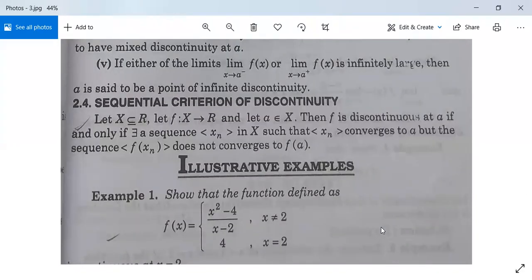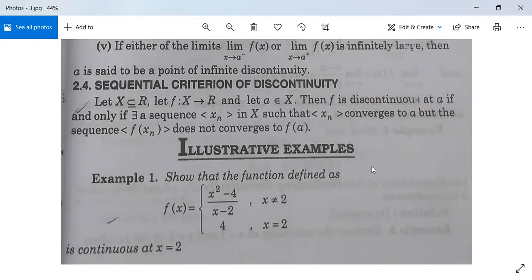इसके बाद एक देख लें हम लोग sequential criterion of discontinuity. Let X be a subset of R and let f be a mapping from X to R and let small a belong to X. Then f is discontinuous at a if and only if there exists a sequence x_n in X such that x_n converges to a, but the sequence f(x_n) does not converge to f(a). तो ये हो गया डिसकंटिन्यूटी का सीक्वेंशियल क्राइटेरियन.